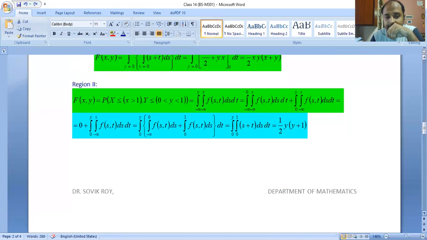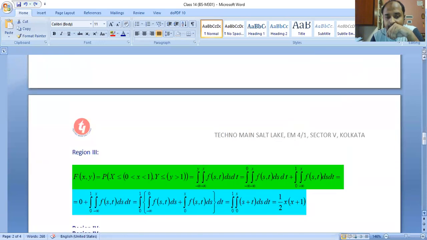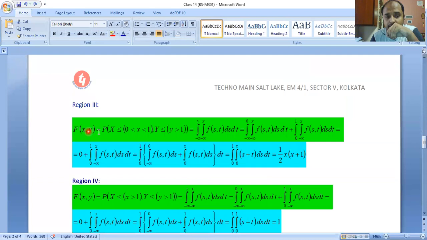Region 3, similarly we see F of x comma y is the probability of X less than or equal to x, here the nature of x is lying between 0 and 1, and the nature of y is greater than 1. So just like my previous example, I have divided the limit of y into two halves, from minus infinity to 0 and 0 to 1. This part will vanish according to my previous logic or reasoning.